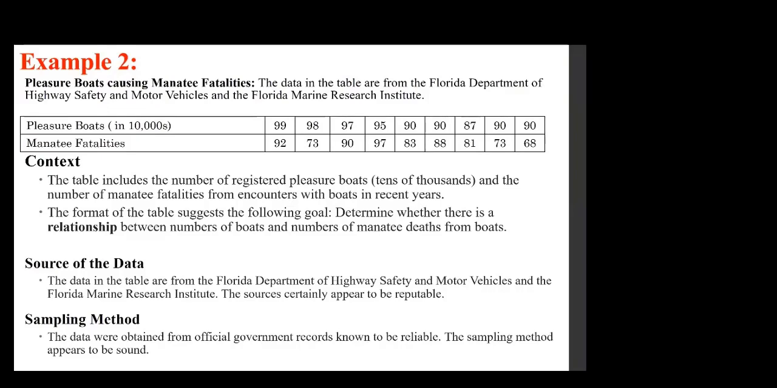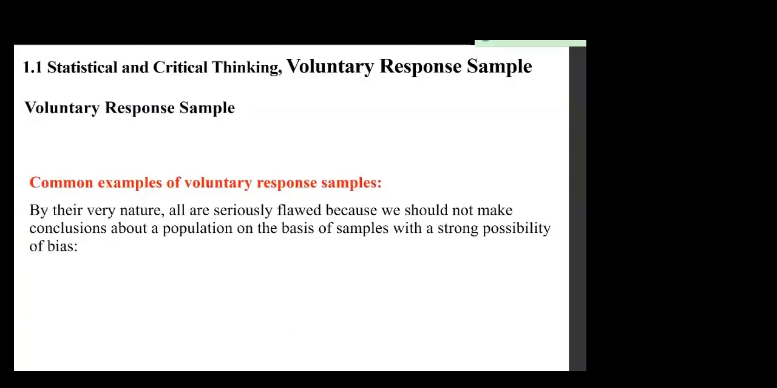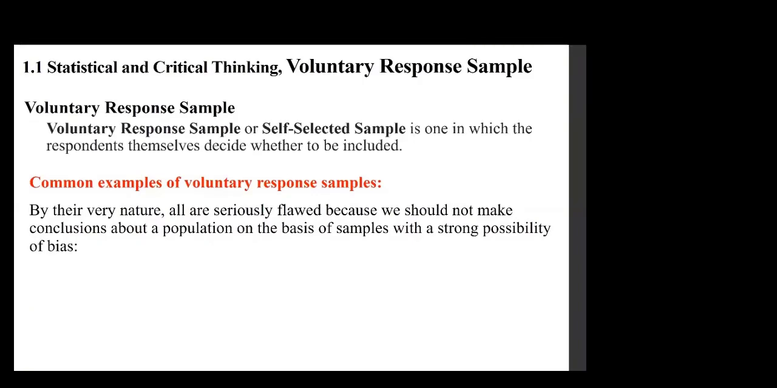Let's move on. As I mentioned, there's a lot of reading. By the time we finish it, it'll make more sense to you what's happening. The first chapter doesn't have a lot of calculation. The idea of a voluntary response and what it is: a voluntary response sample, or self-selected sample, is one in which the respondents themselves decide whether to be included.